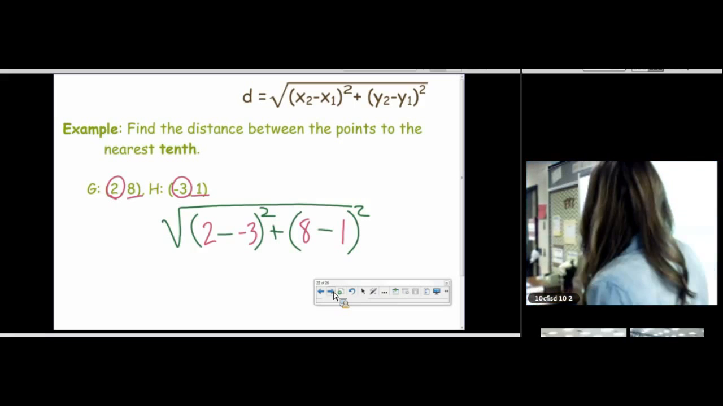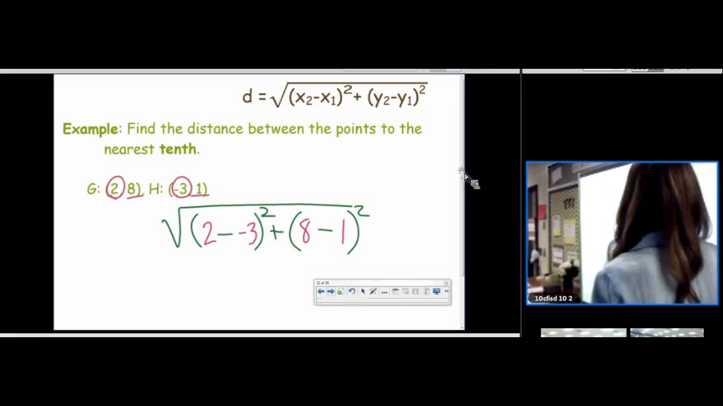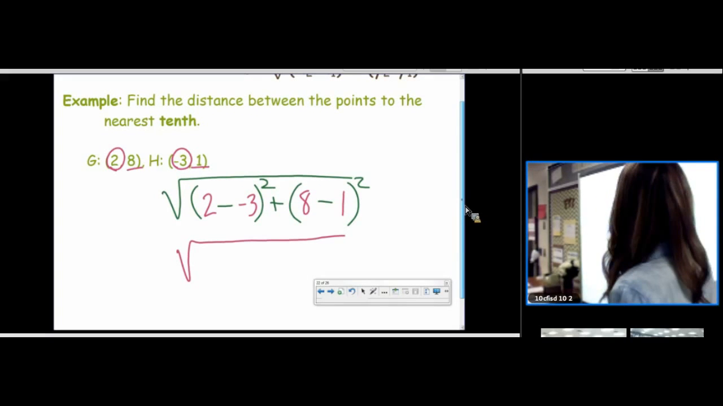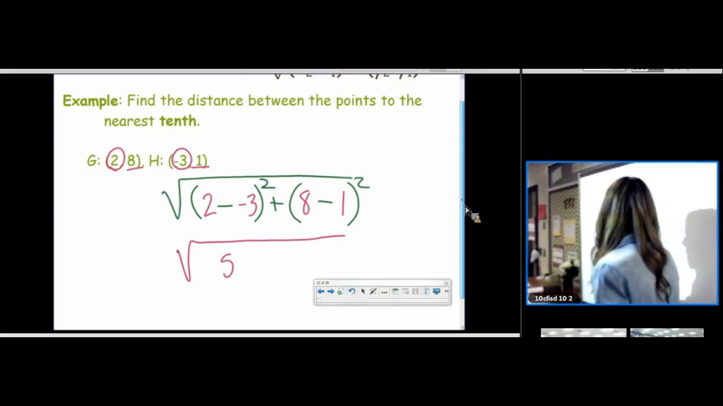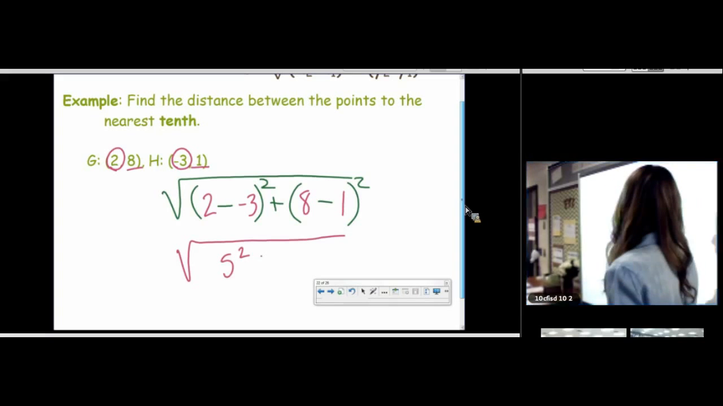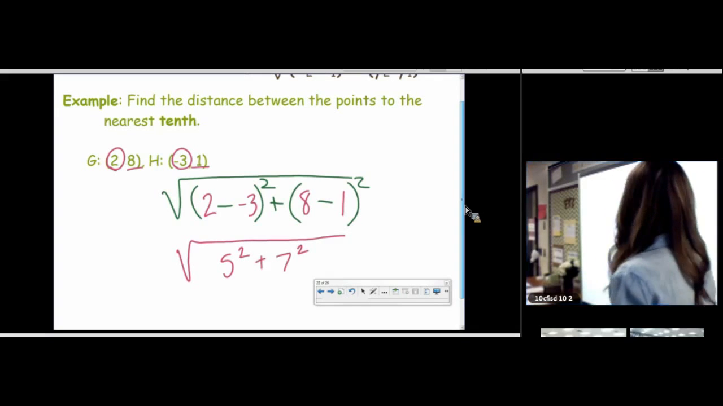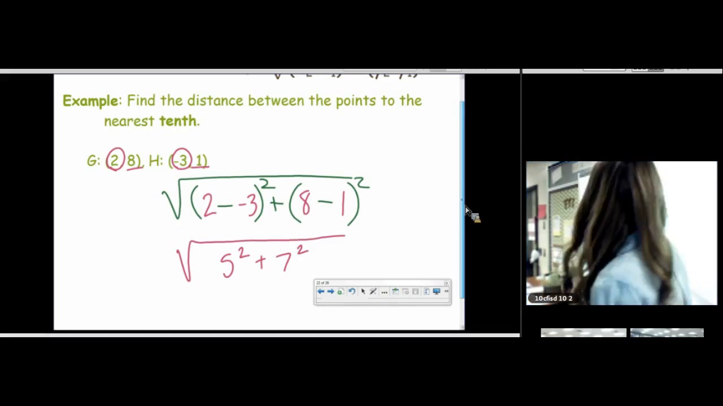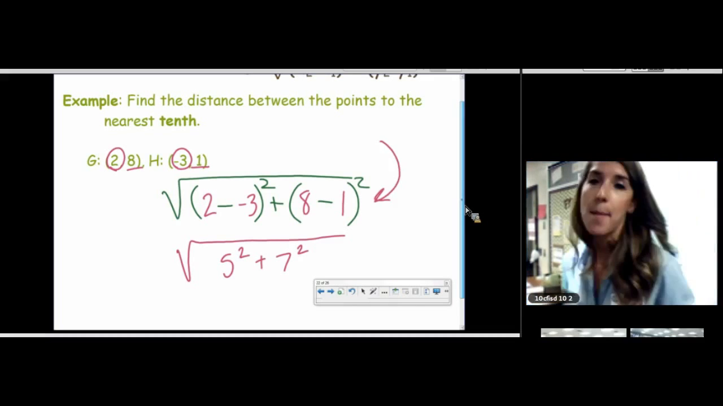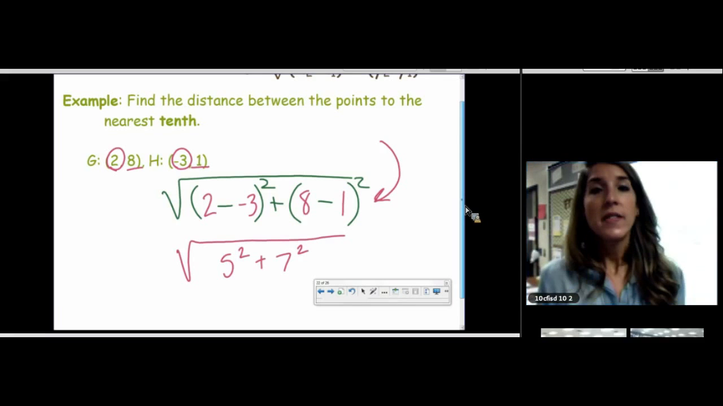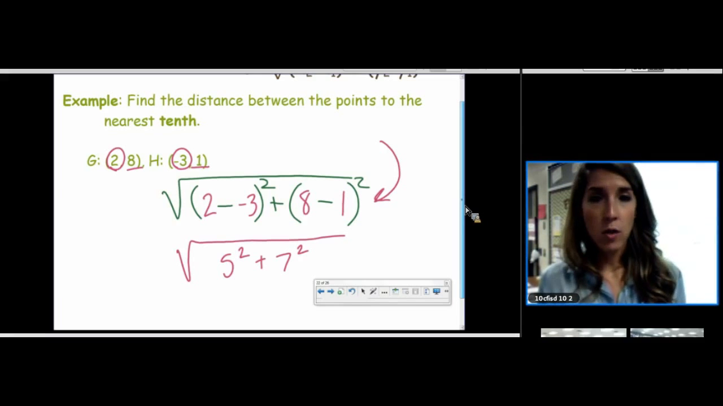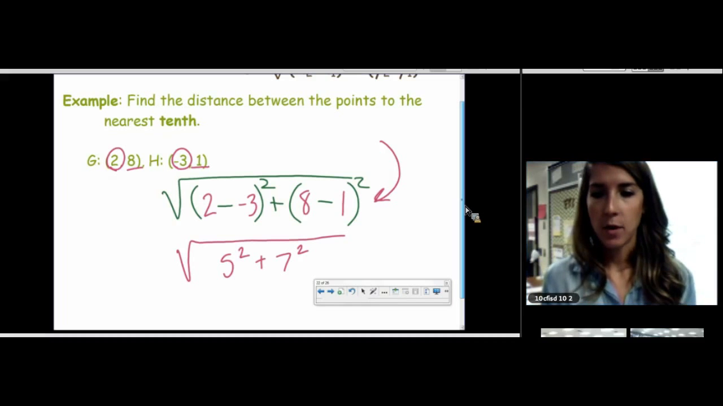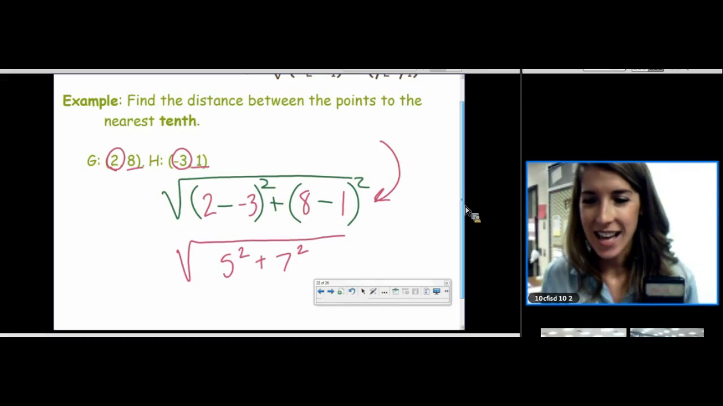Now, you can simplify this, or you could just go straight to your calculator. So if you want to simplify this first, like, oh, I know 2 plus 3 is 5, and I know 8 minus 1 is 7, then you can go to your calculator later, or you can just go to your calculator right here and put all of it into your calculator. The only work that you have to show is the setup. You don't have to show any work after you set it up. Okay? Is it 8.6? Is that the answer?